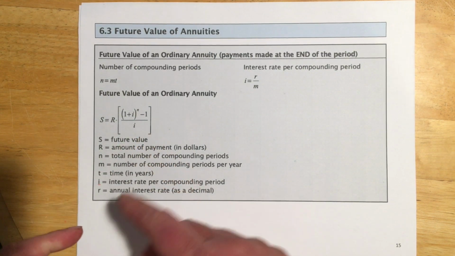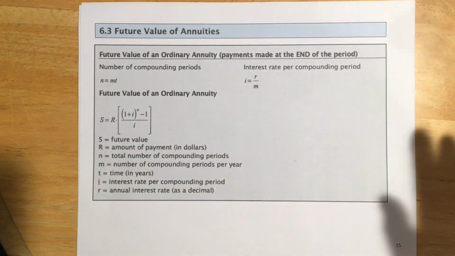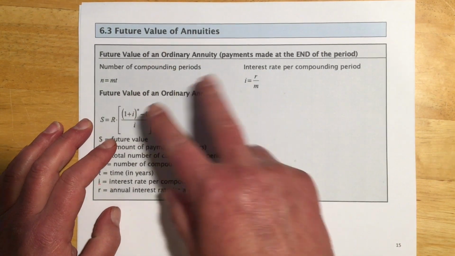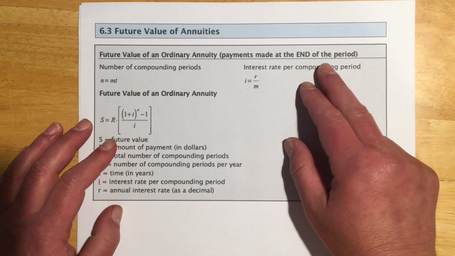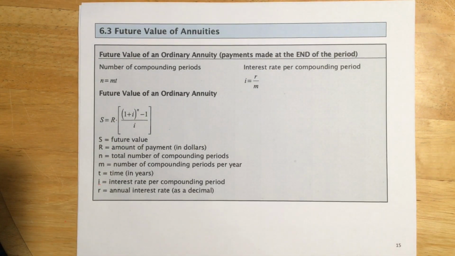We'll see we have a couple of flavors in each section. For future values, that's the money that we're going to have sometime later. We're going to have two kinds. We're going to have ordinary annuities, that's for payments made at the end of the period. And then a little bit later in the section, we'll have annuities due, and that's when the payment is made at the beginning of the period.